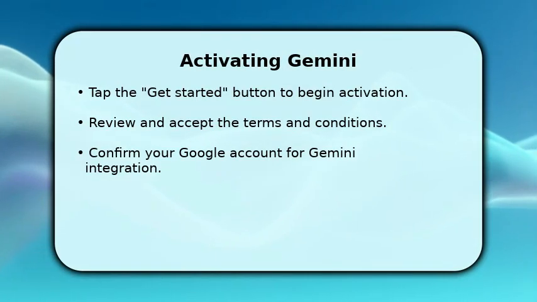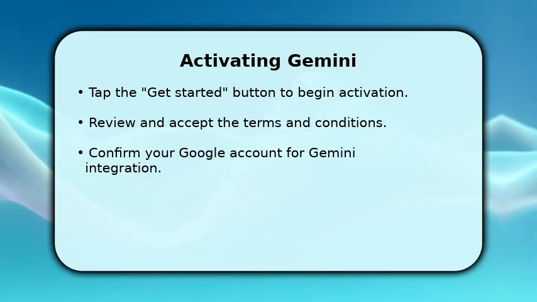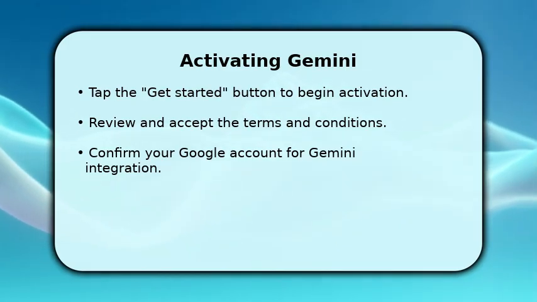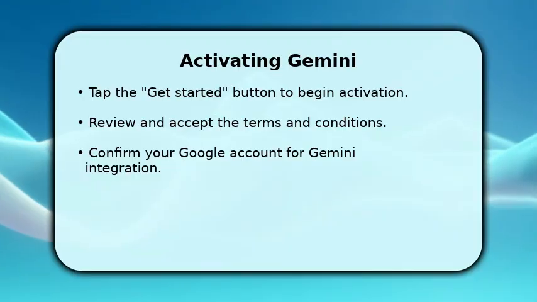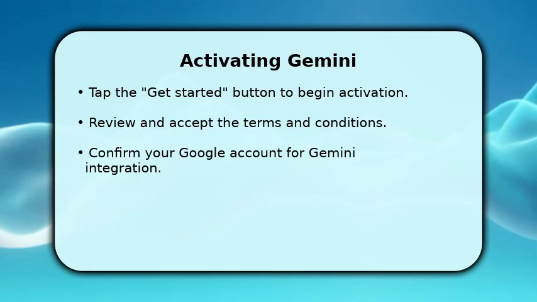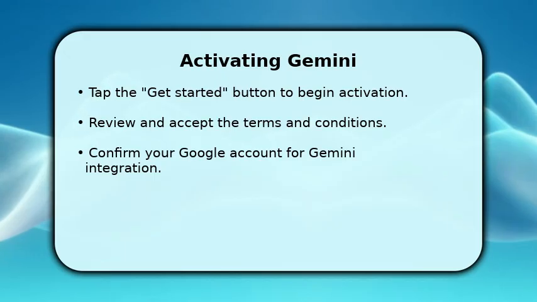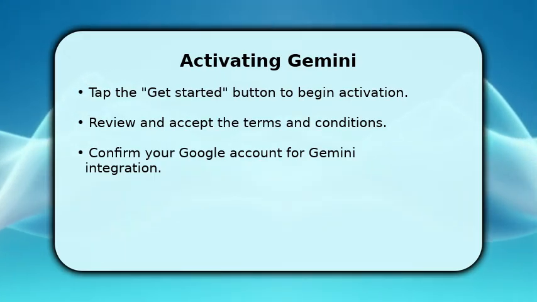After opening the Google Assistant app, you'll find a Get Started button. Tap this to initiate the Gemini activation process. You'll then be prompted to review and accept the terms and conditions, which is a standard procedure. Finally, confirm that you are using the correct Google account for Gemini integration. This ensures all your data and preferences are linked properly.